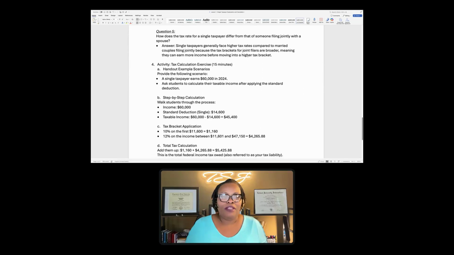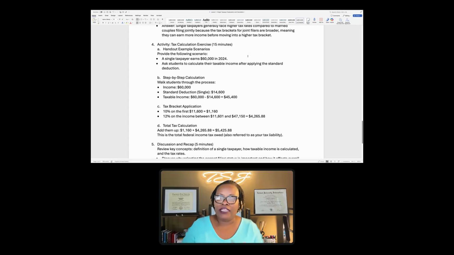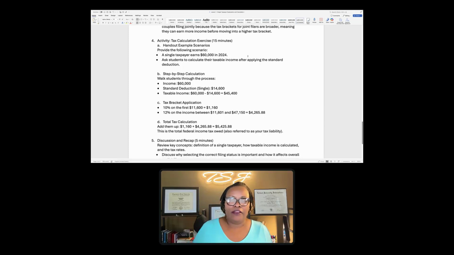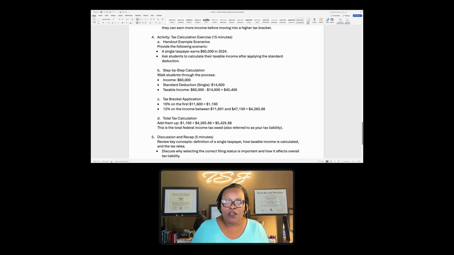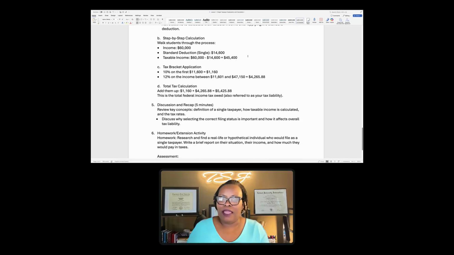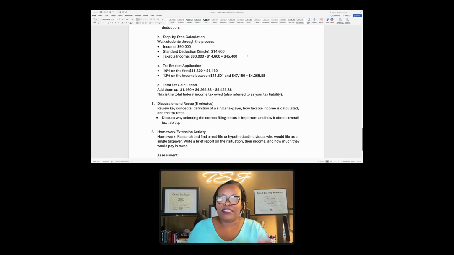So let's use an example and kind of put it into context. When we look at the application of the tax rates, let's use in this scenario a single taxpayer who earns $60,000 in 2024. So what we're going to do is walk through the step-by-step calculation, in order to calculate the taxable income. So what amount of that $60,000 in income will be taxable, okay?